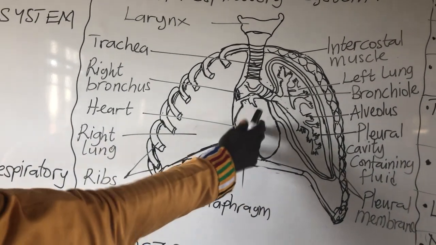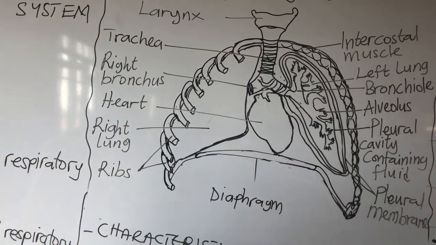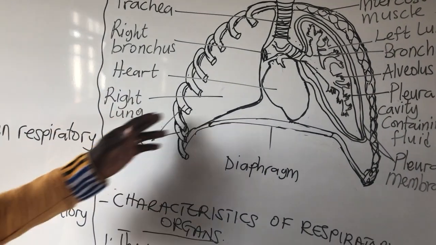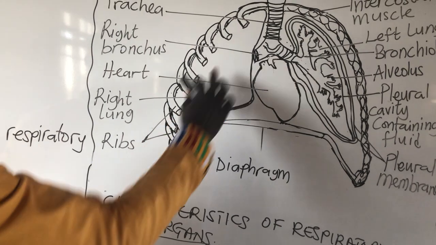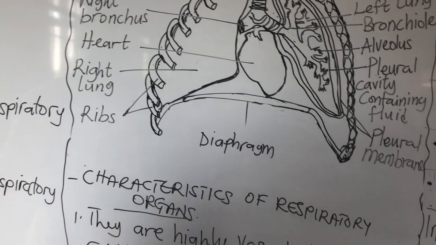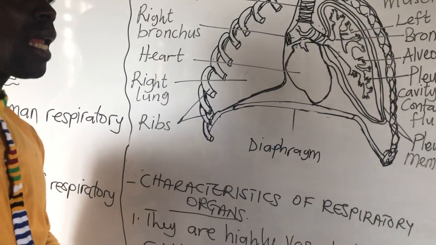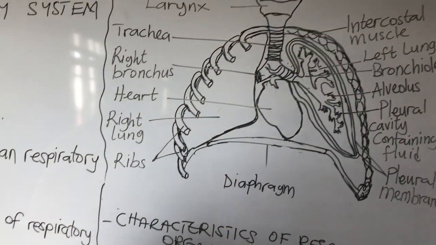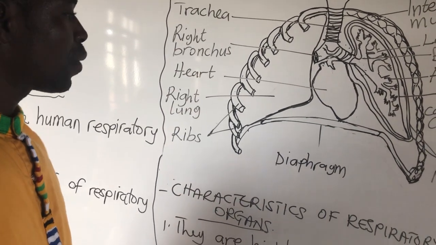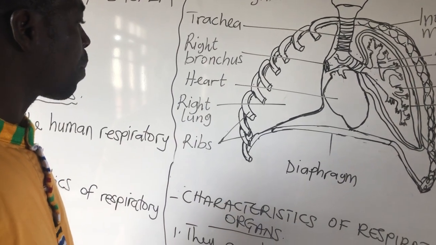We also have the heart, which is situated in between the left and the right lungs. So we have the right lungs here. This region is the lungs, which is a very soft tissue or organ. We also have the ribs, which protect the internal organs of the respiratory system. The ribs are very hard, and therefore they protect the internal organs.